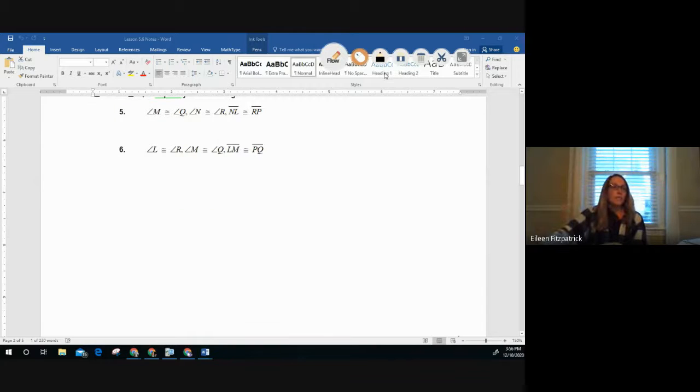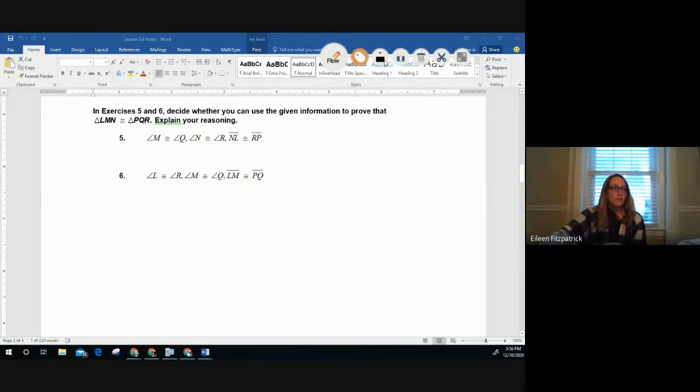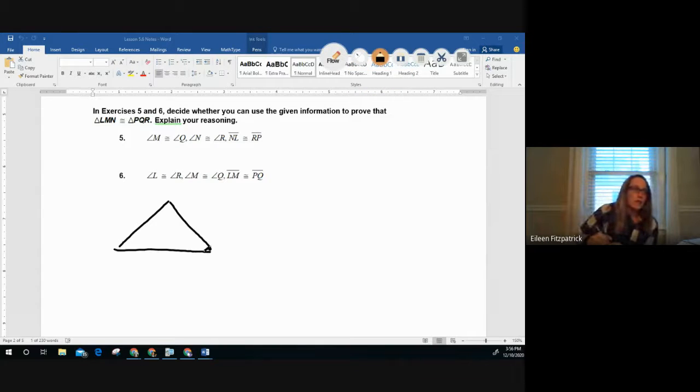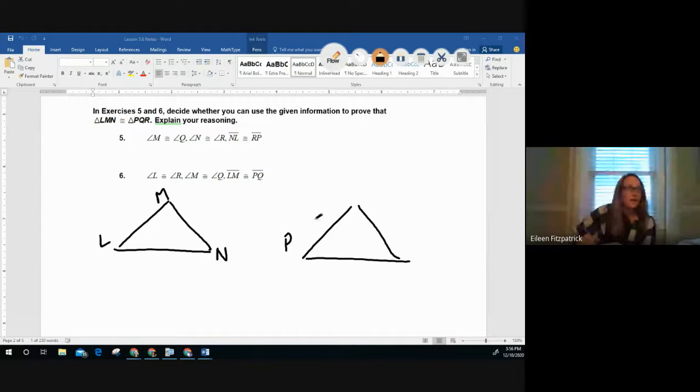So for problem 6, again, I need to know the names of the triangles. I would sketch out a triangle and label it L, M, and N, and then try to sketch a similar looking triangle, and we'll label that P, Q, R. For number 6, you're told that angle L and angle R are congruent, angle M and angle Q are congruent, and LM is congruent to PQ.